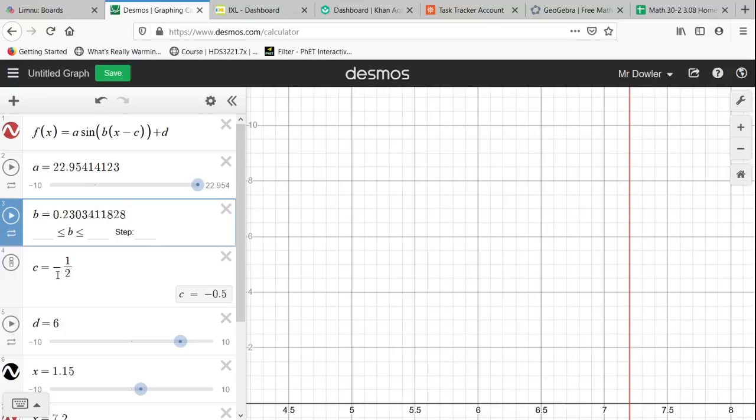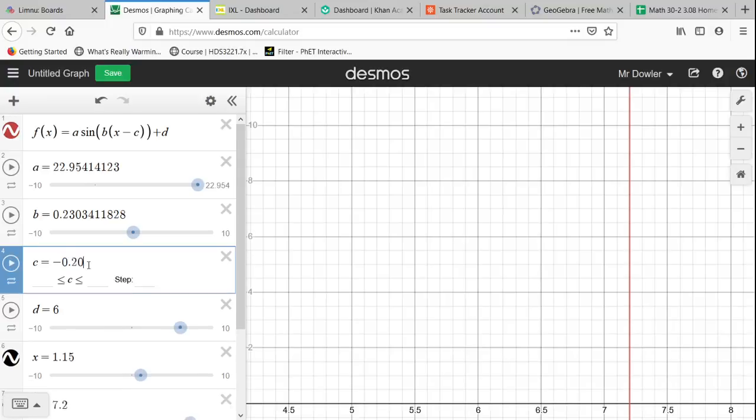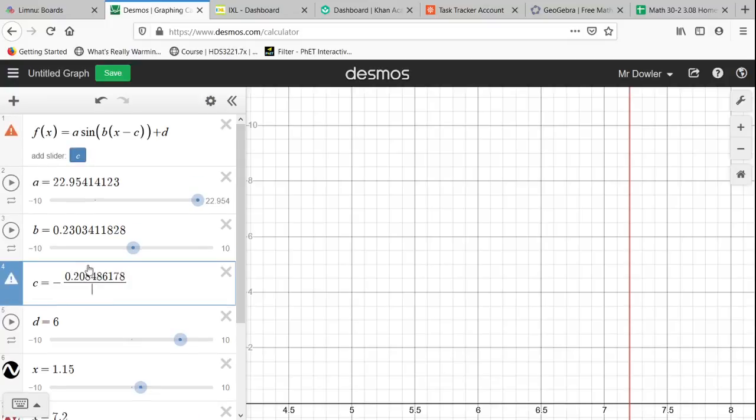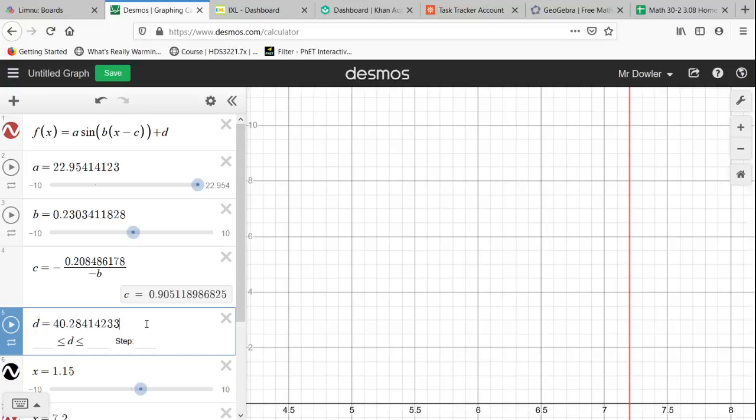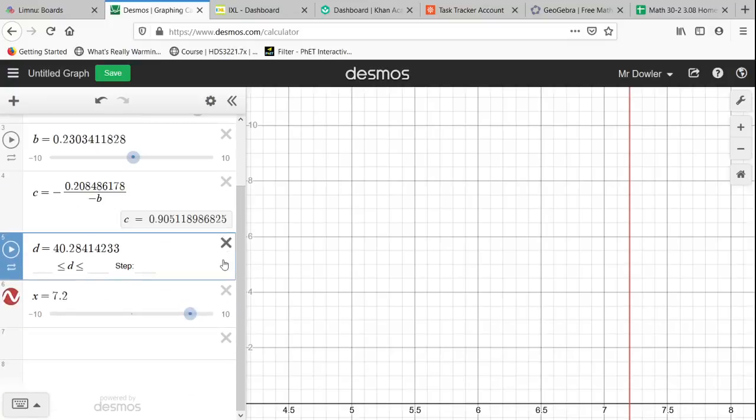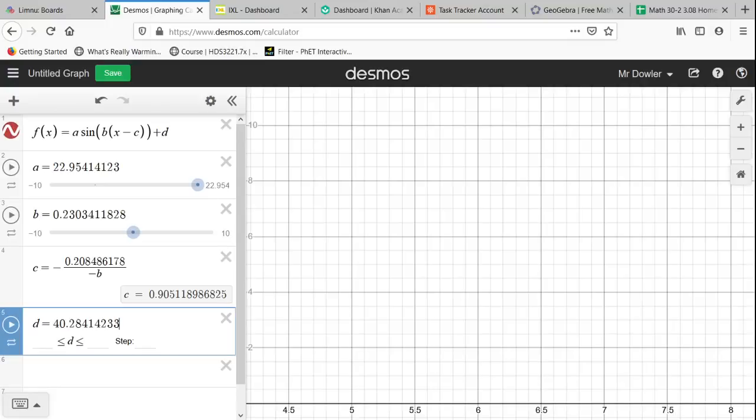Our B value is 0.23034118828. Now the C value that we see on display in the calculator is in that bx plus C form, not the b times x minus C form. So that's 0.208486178, is what the calculator shows us. We need to divide that by negative b to get our actual phase shift. And our D is 40.28414233. These data points were from a previous question. We no longer need them.